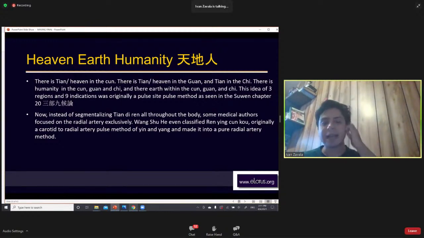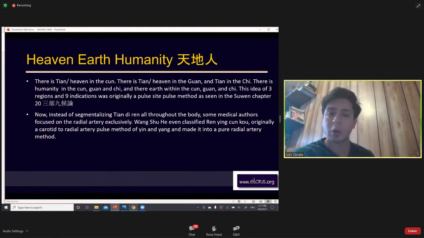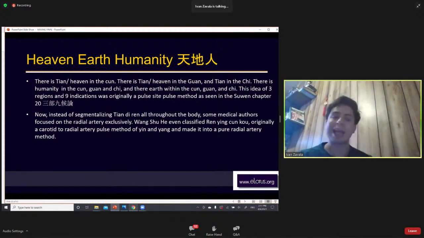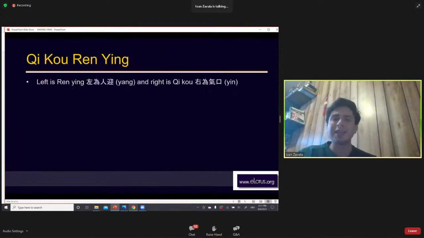Now, instead of segmentalizing Tiandi Ren all throughout the body, some medical authors focus on the radial artery exclusively. Wang Shuhe even classified the Renying Cunkou, originally a carotid to radial artery pulse method of yin and yang, and made it into a pure radial artery method, right? He said, I don't want to take your pulse in your neck and in your artery, right? It's kind of a method for lazy people. Besides, if I'm taking the pulse of an emperor in their neck, they might execute me. They might think I'm choking them, right?